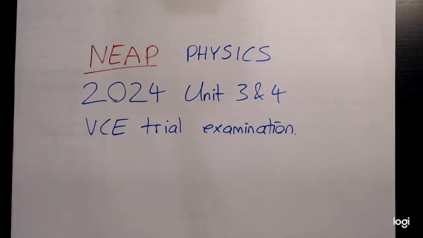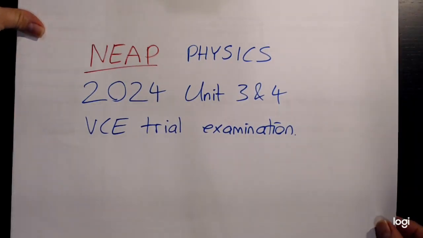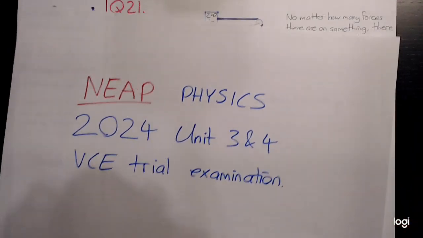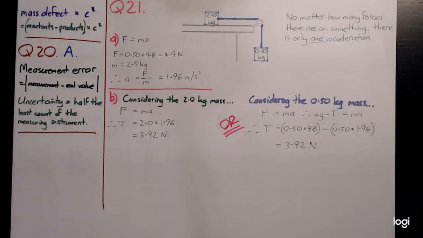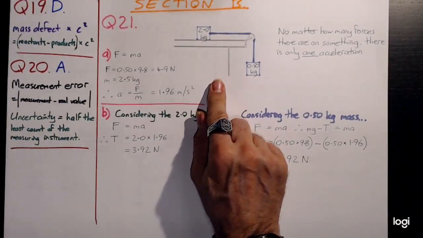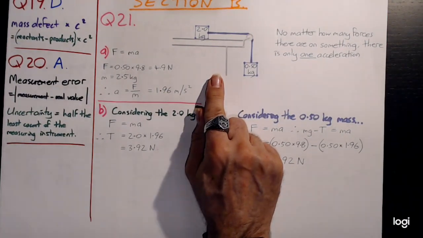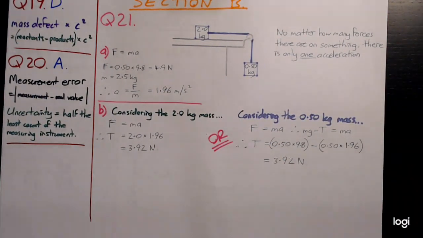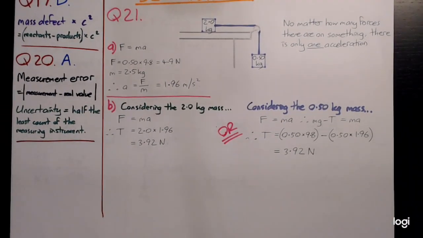Okay, this is part 2 of the NEAP Physics 2024 Unit 3-4 VCE trial examination. We're getting into the written answer stuff. Okay, let's have a look at question 21. This is a very common question. This gets asked quite a lot. Analyzing connected bodies. All right, let's get into this.